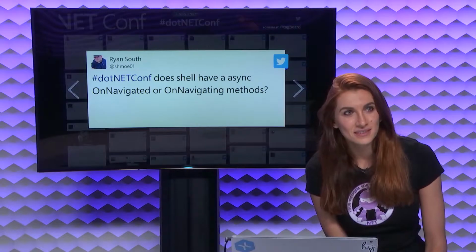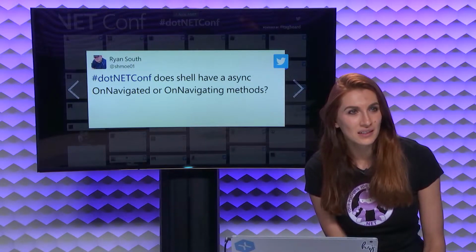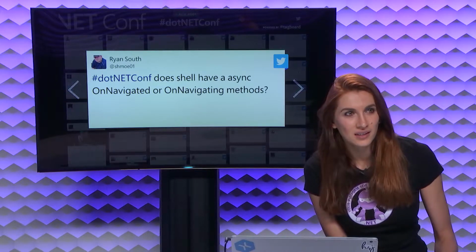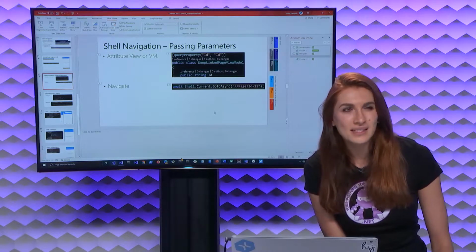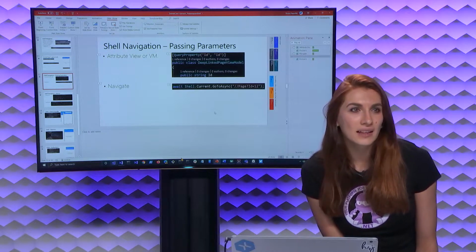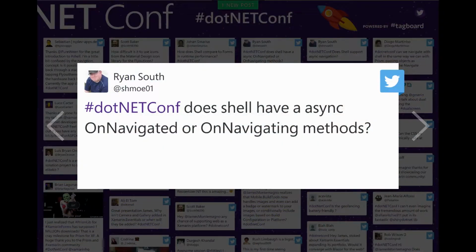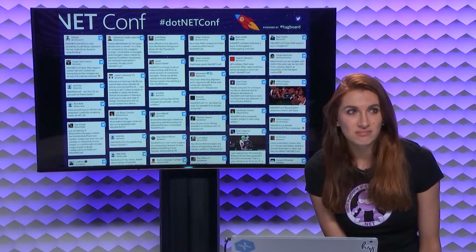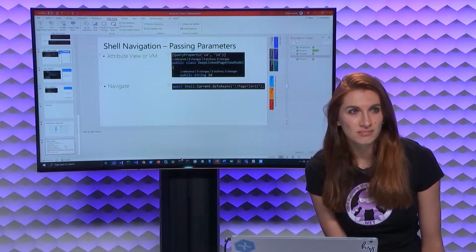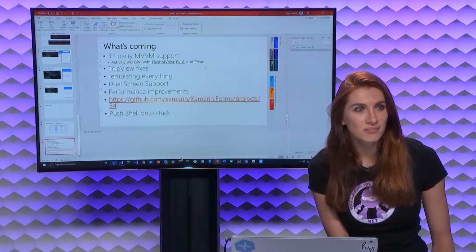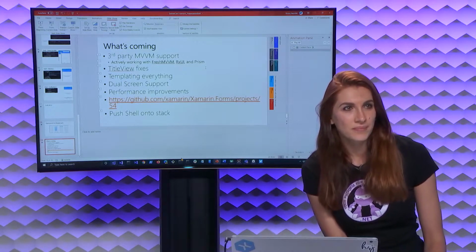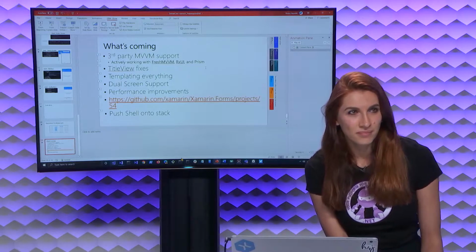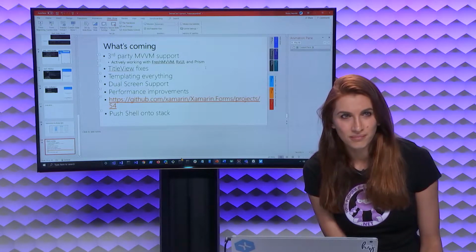Yeah, GoToAsync is all async. So the calls when you're doing GoToAsync, it's all awaited. Perfect. Yes. So also, Ryan has another question. Does Shell have an async OnNavigated or OnNavigating method? Not currently. So that's going to be coming in some of the work that I'm doing with the MVVM things. The MVVM work is going to be converting a lot of those events and such to be async. And there's a PR out there that has a lot of that work in it. So that's one that's coming as well.